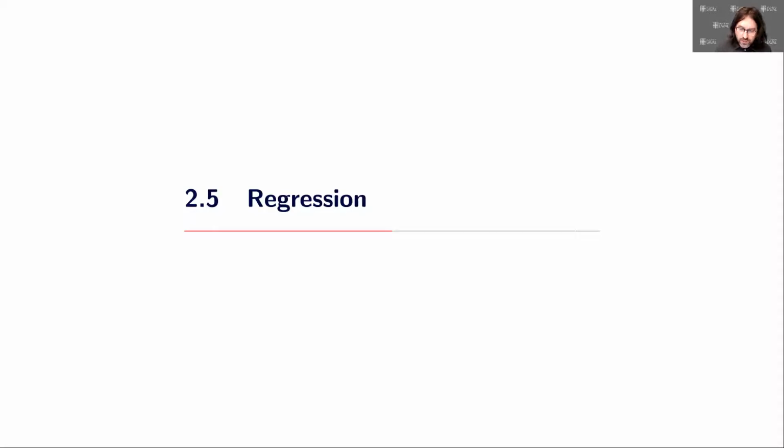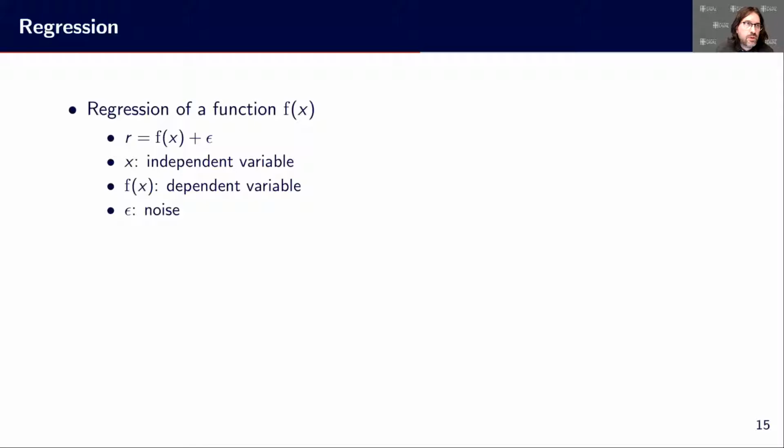Let's now talk about regression. When we are talking about regression, we are talking about predicting a real value. So let's assume that we have a function f of x. The target r is in fact f of x plus some noise, formalized as epsilon here. So we have this epsilon, which is the noise, and then we have the dependent variable and the independent variable, which is x.